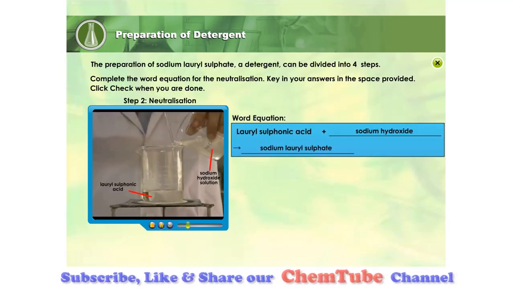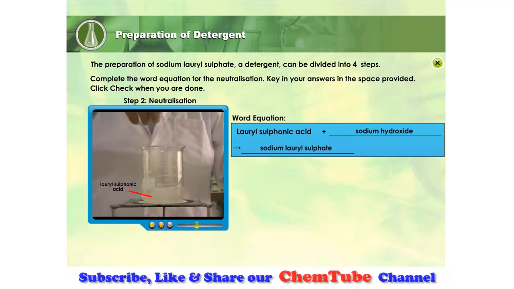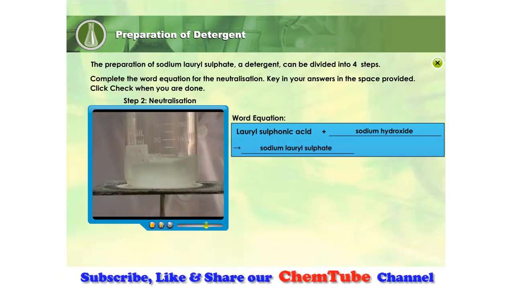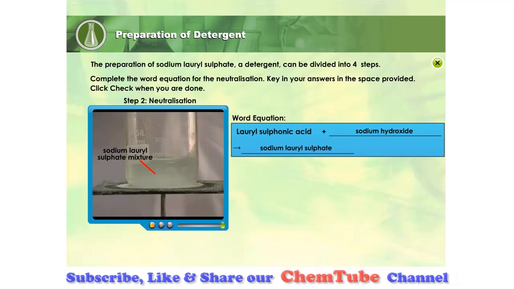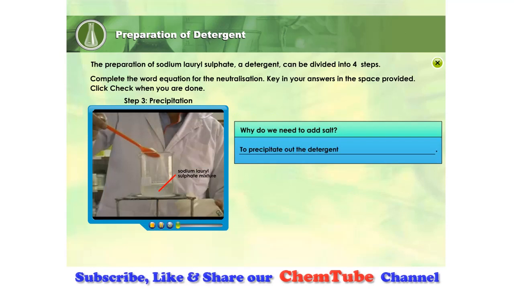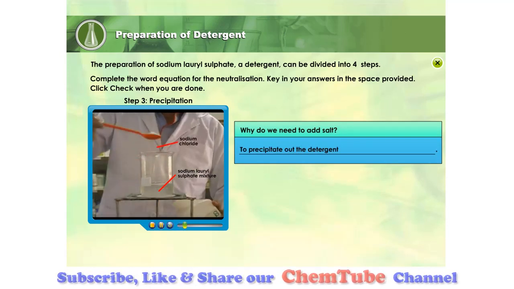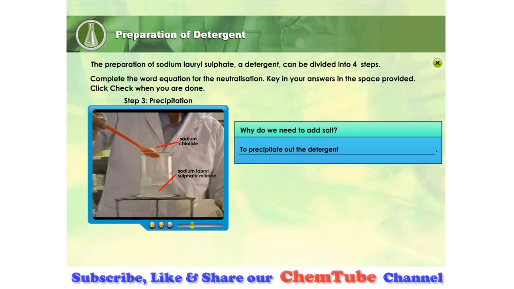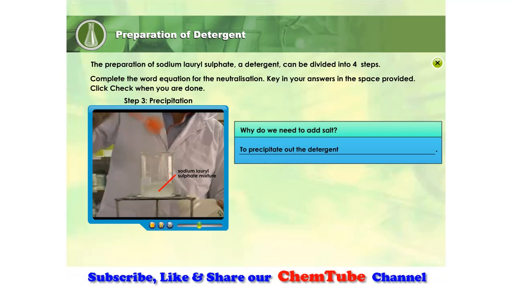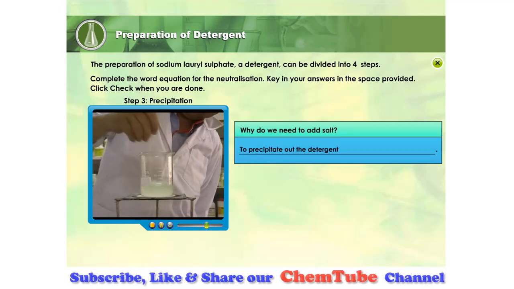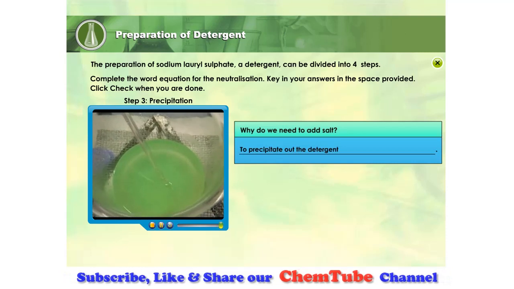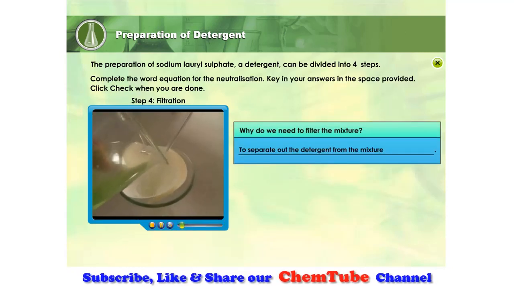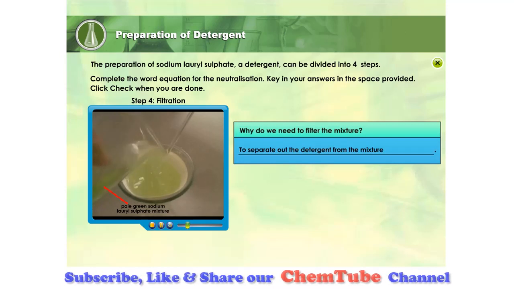Neutralization. Add sodium hydroxide solution to the beaker containing lauryl sulfonic acid until there is no effervescence. Complete the word equation for the neutralization. Precipitate. Add sodium chloride to the solution to precipitate out the pale green sodium lauryl sulfate. Filtration. Filter the mixture to separate out the precipitate.